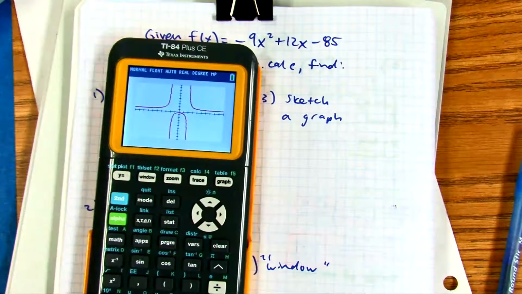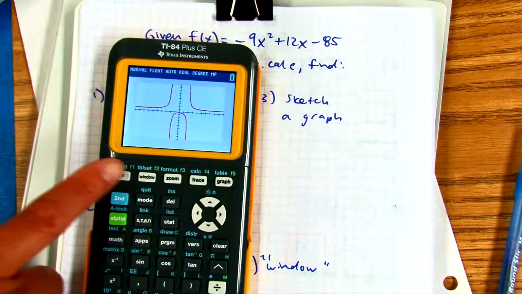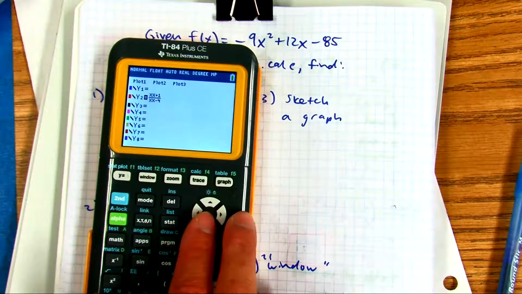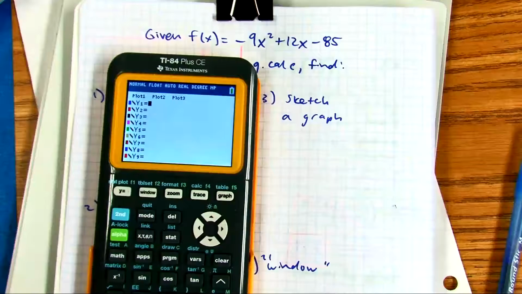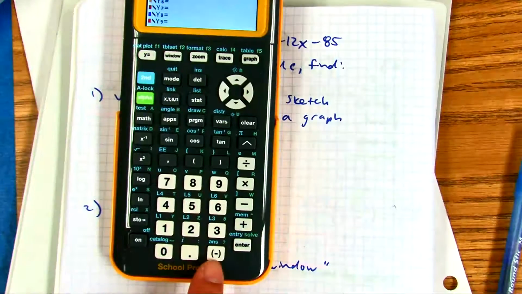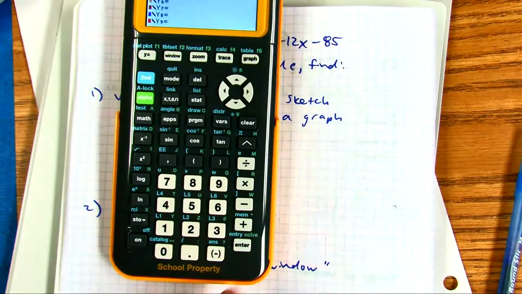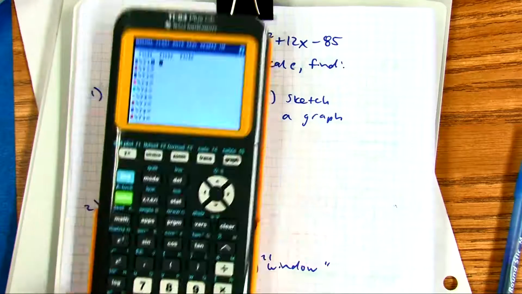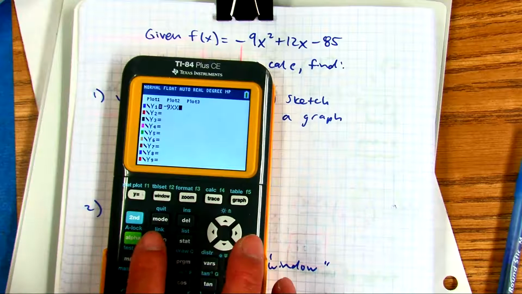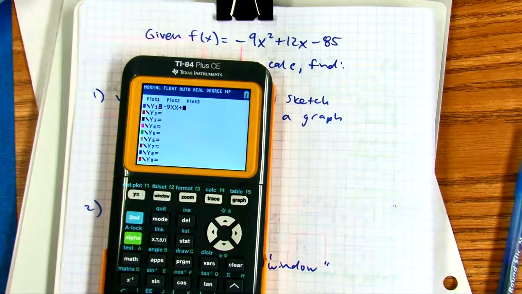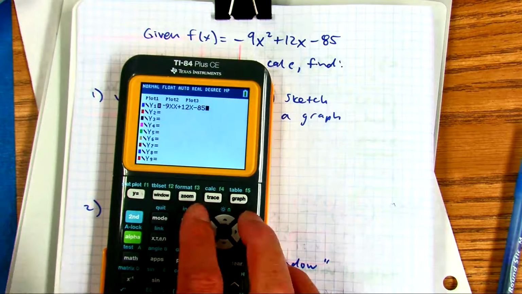Turn my calculator on. I'm pressing y equals. I'm pressing clear. Negative 9x squared. Remember, the negative button is this one here, not this one. So you put in a negative 9x squared. Remember the variable button, plus 12x minus, or subtracting, 85. I'm going to press zoom 6.